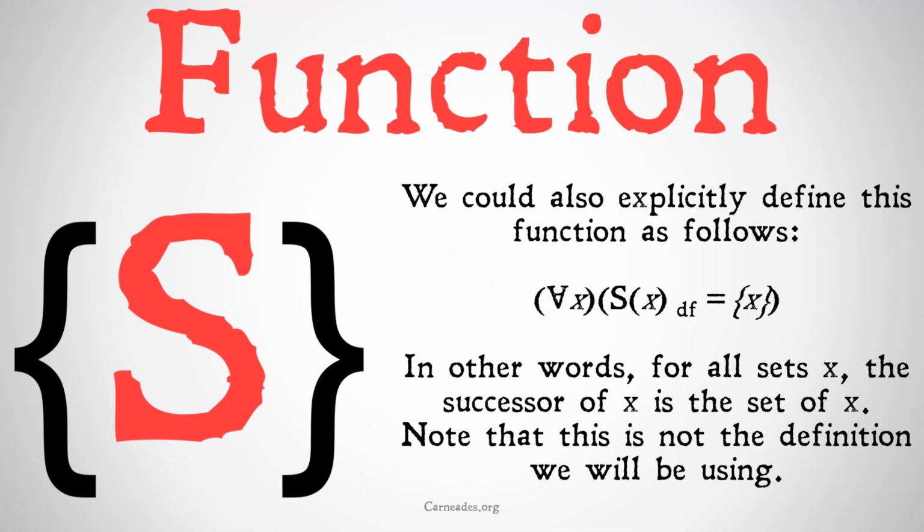We can also explicitly define this function as follows. For all x, the successor of x is defined as the set of x. Note that we will not be using this definition. This is just an explainer on what Zermelo's successorship is. This is not the definition you will find in the proofs that we're going to do on Peano arithmetic, though it is a definition you may encounter in the literature out there.